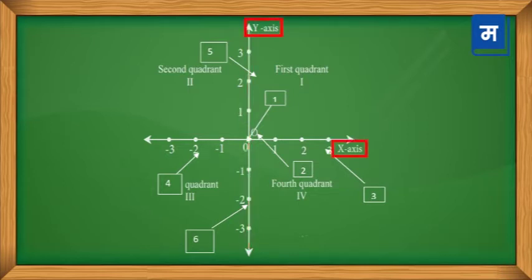The x and y axis form four sections of the plane. Each of these sections is called as a quadrant. These quadrants do not include points on the axis. As shown in the figure, these quadrants are numbered in anti-clockwise direction.